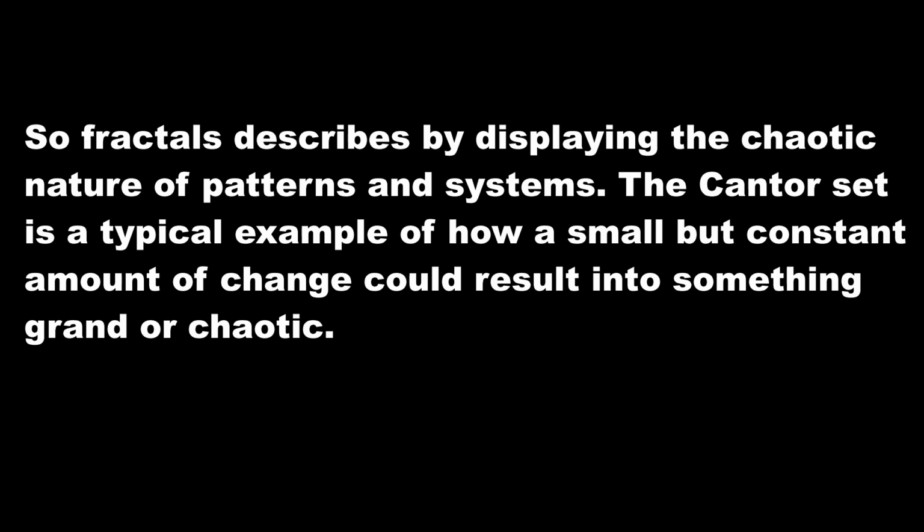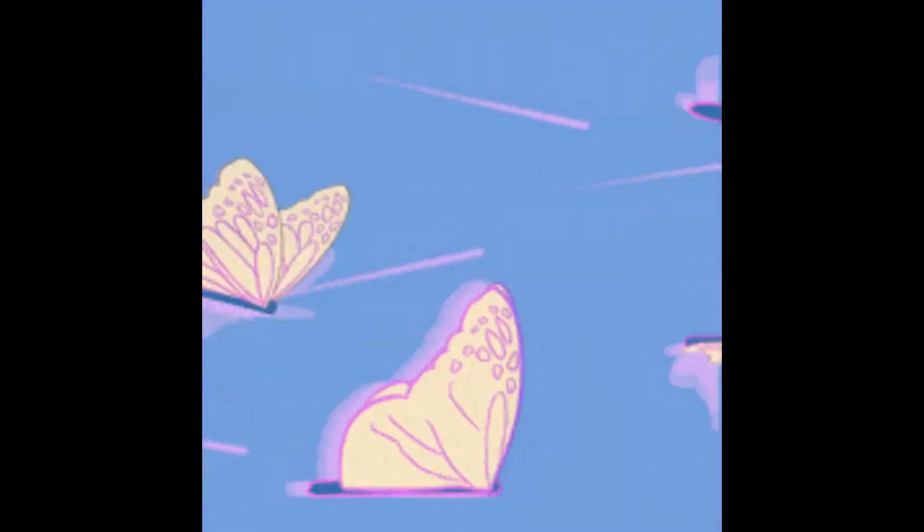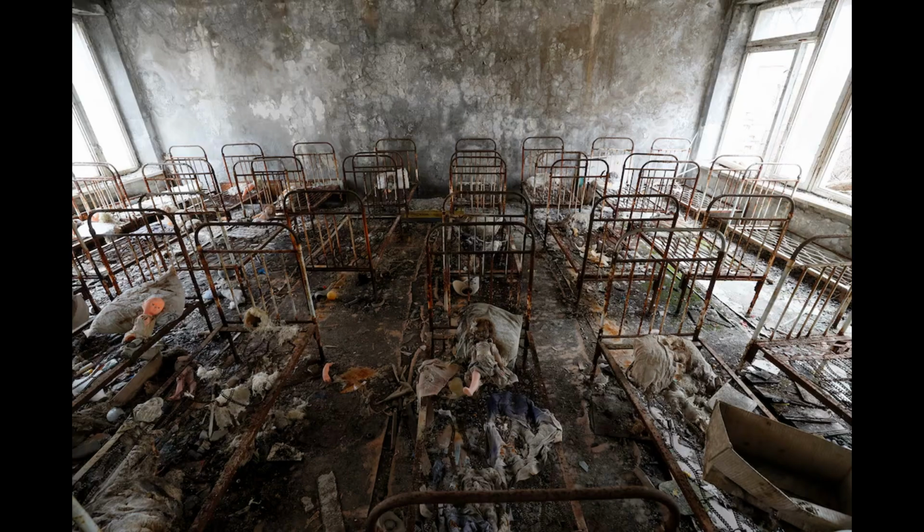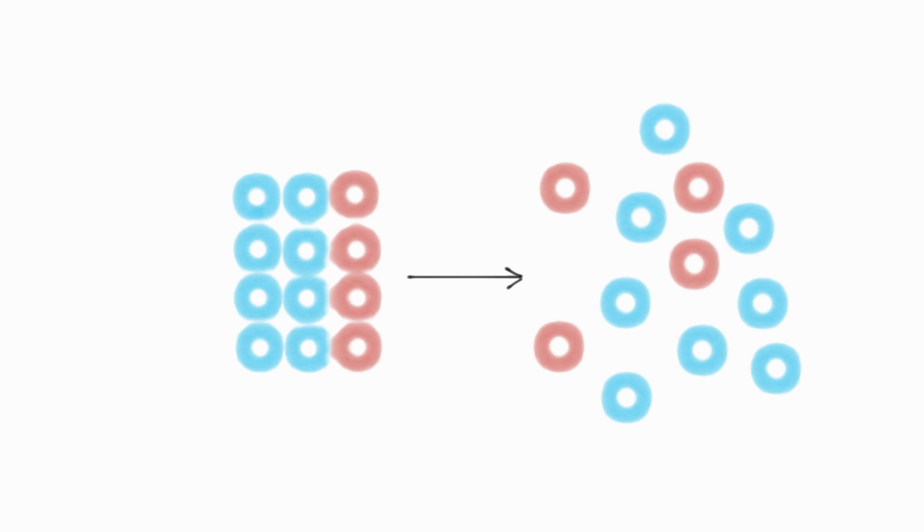So, if we really want to know whether or not a swing of a butterfly's wing could cause a catastrophe such as Chernobyl, then we will have to consider entropy all over again.